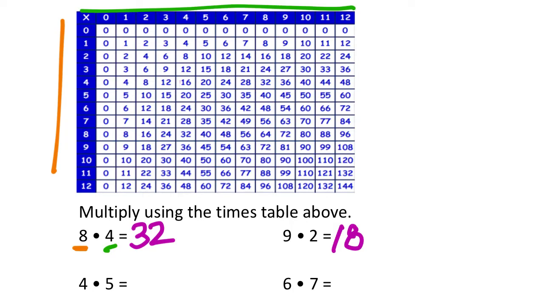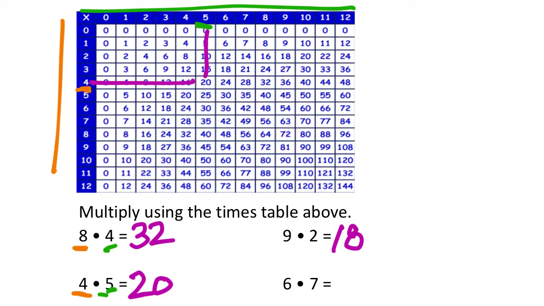So same thing with the next one. We got 4 groups of 5. So I find 4. All right, so yeah, I got 4 in the column here, and then 5 in the row. And again, if you have those reversed, that's okay. And then I follow these until they meet, right? So this one looks like this product will be 20. There we go.